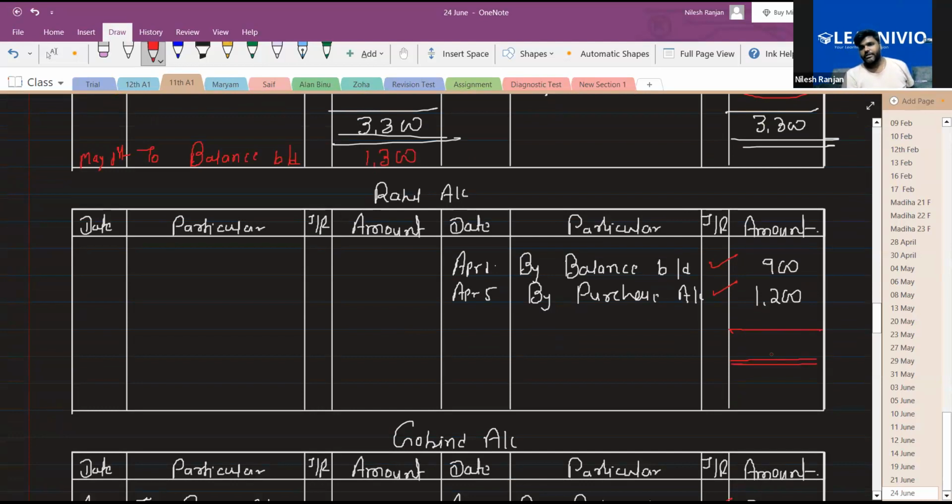Then Rahul's account. In Rahul's account, there is only a credit side item, 2,100. So on both sides, we will write 2,100 and the balance is also 2,100, because 2,100 minus 0 will be 2,100. To balance CD April 30th. It is May 1st, by balance BD 2,100.